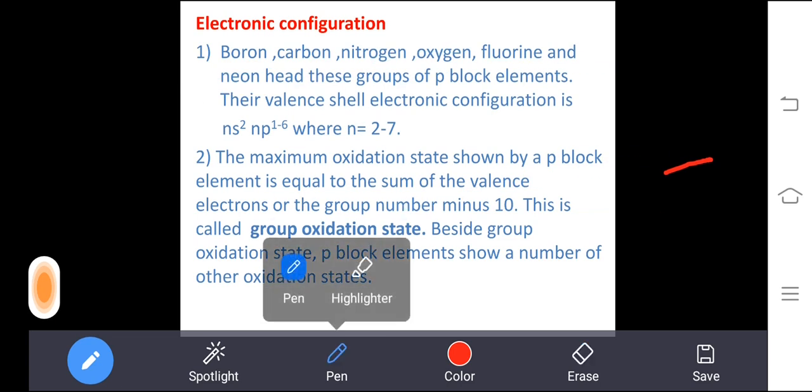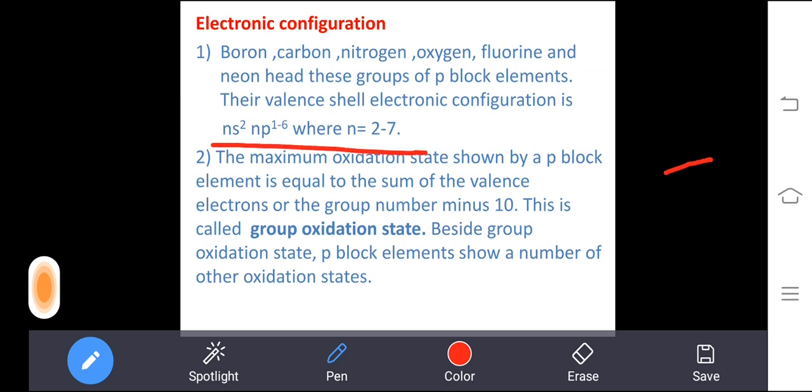The valence shell, or general electronic configuration, of the p block elements is ns2, np1 to 6. Here the n varies from 2 to 7.